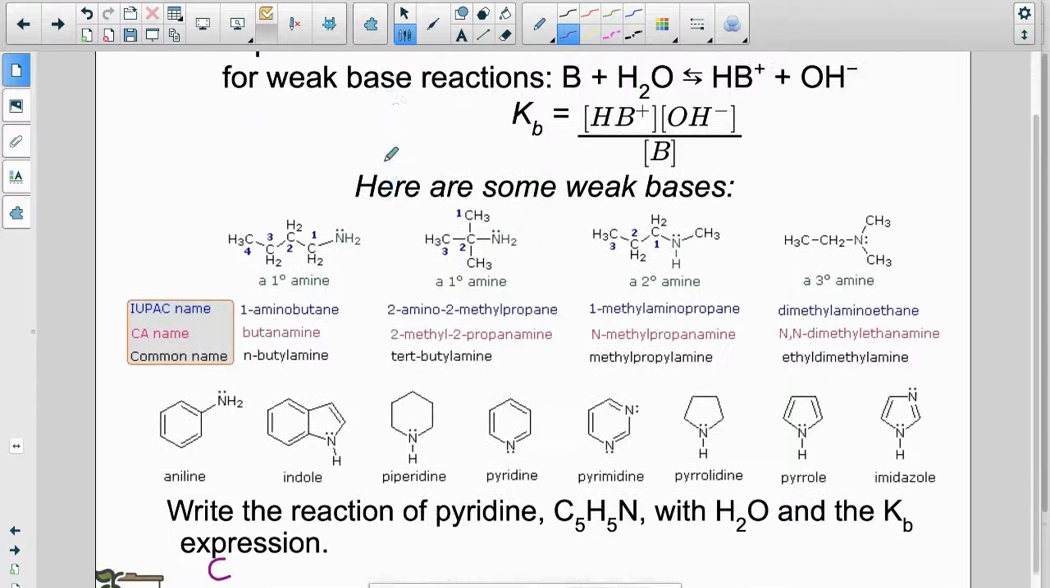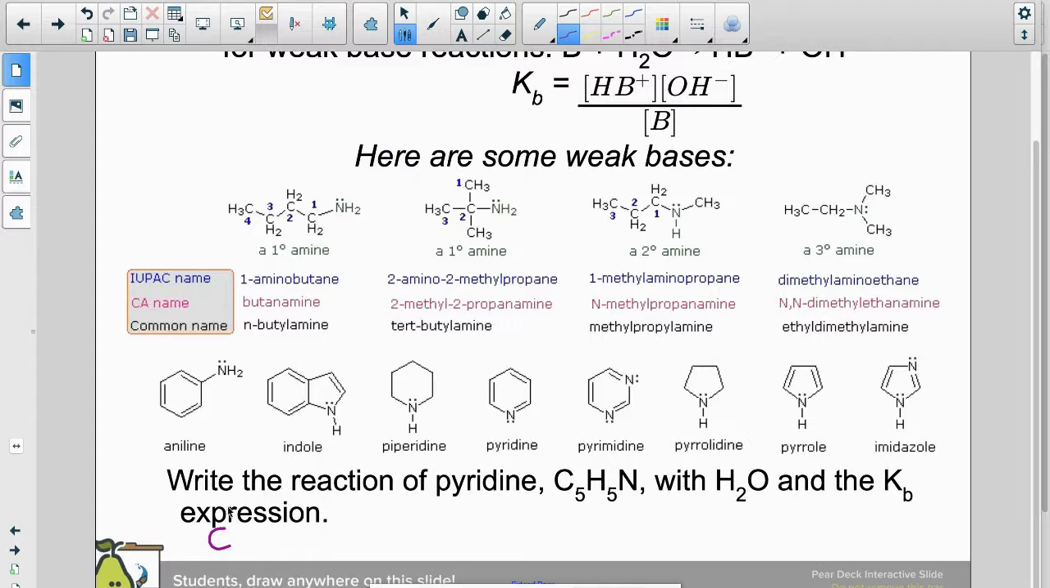Here are some examples of weak bases. So again, if we're going to write the reaction of pyridine with H2O, we want to take the weak base and ionize it in water. That will go into equilibrium. The base will take a proton from the water. Here's our base. Here's our acid. So this will become C5H5NH plus because it gains a H plus, and then OH minus left over, and because this is a base, it should form OH minus.